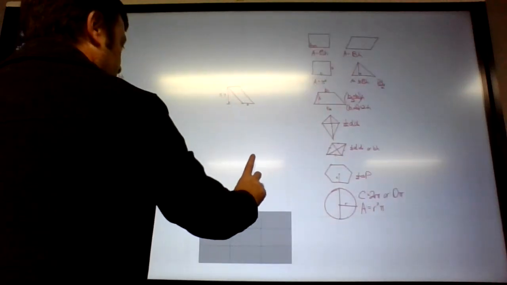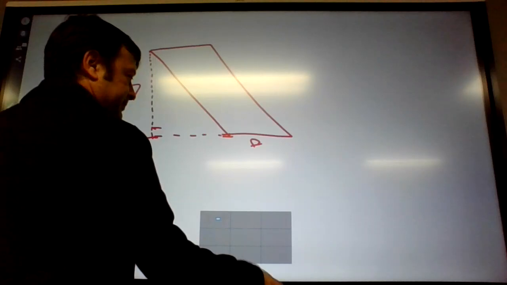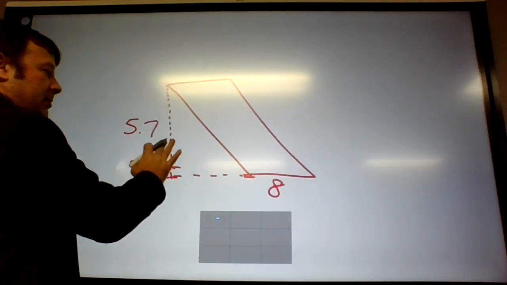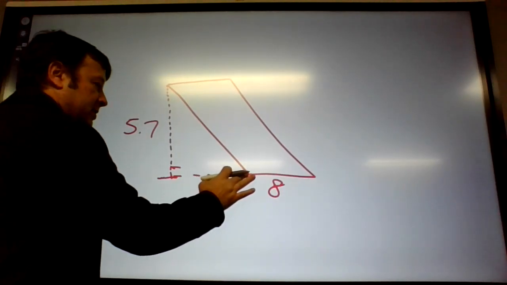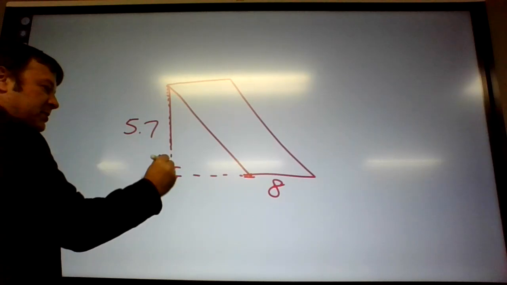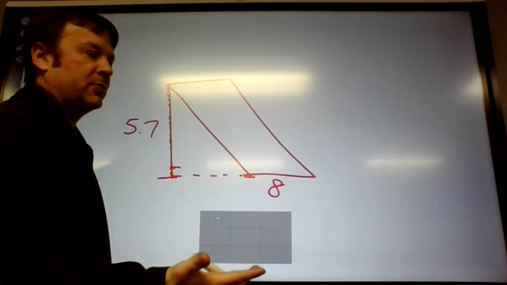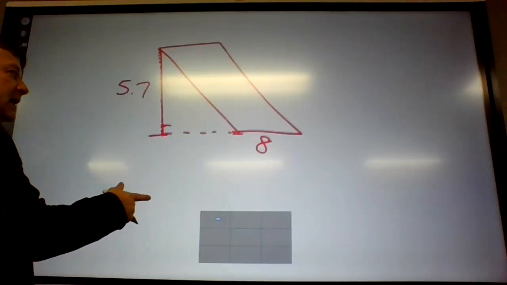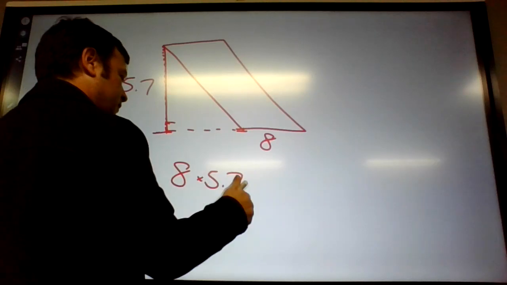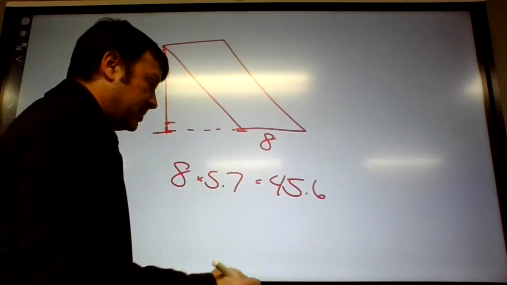Okay, I drew it somewhere on this board. These are not part of the shape. Why did they draw these in here? So you can find the height. The height goes straight up and down, like you go from the top of the building straight to the ground. So that's the height, that's the base. How do you find the area of a parallelogram? Base times height. So it's like 8 times 5.7, 45.6, I think. And this is meters squared.